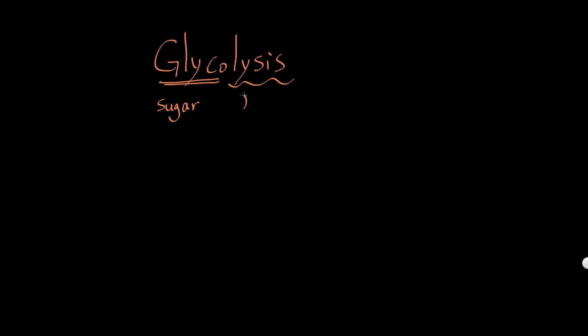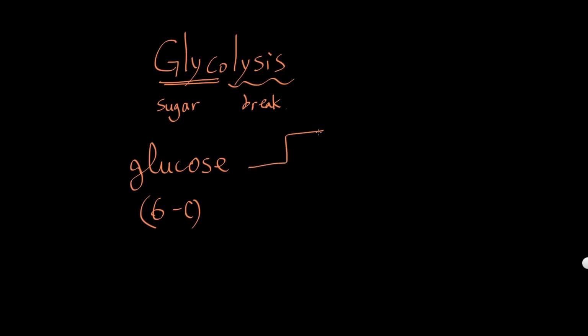Let's talk about glycolysis this time. Glycolysis. First of all, the name itself, glyco means sugar. We're talking about what? Glucose. And lysis means to break. So basically what we're doing here is, I'm just gonna write glucose. Glucose, which is a 6-carbon molecule, it gets broken into 2 pyruvates.